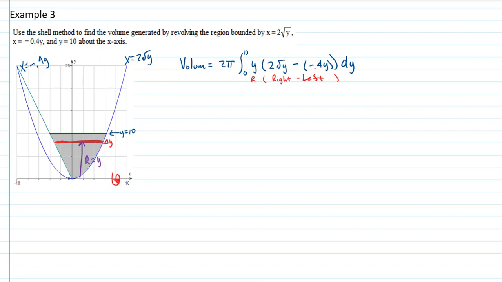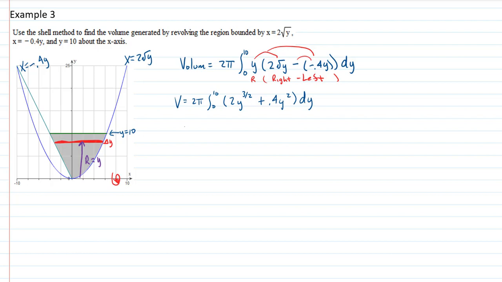Then we need to clean this up. So what we're going to do is distribute this y across here as well as that negative and rewrite our integral. So this 2 square roots of y I could write as y to the 1/2 power times y to the first, which is 2 halves, multiplying with the common base, add the exponents. So that's going to give us 2y to the 3/2 power. And then minus a negative is going to be plus 0.4y squared dy.